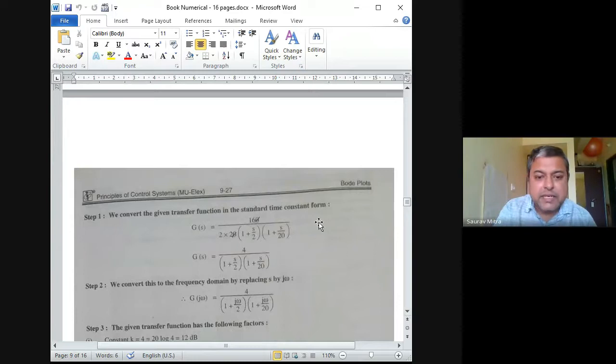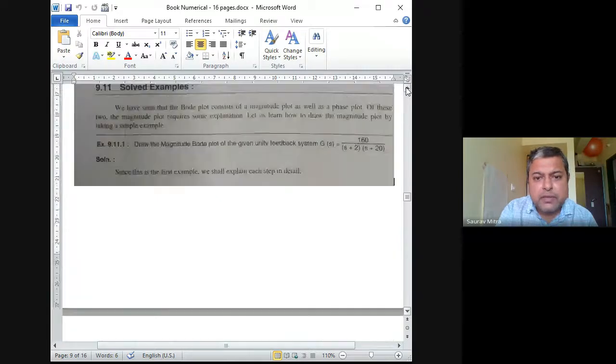Okay, so just check that it was 160. So from here they have taken 2 common. So I have to show you both the things together. Okay, so this is S plus 2. So 2 you take outside, and from here 20 take outside. So 2 and 20 will get multiplied, and the numerator will become 4.